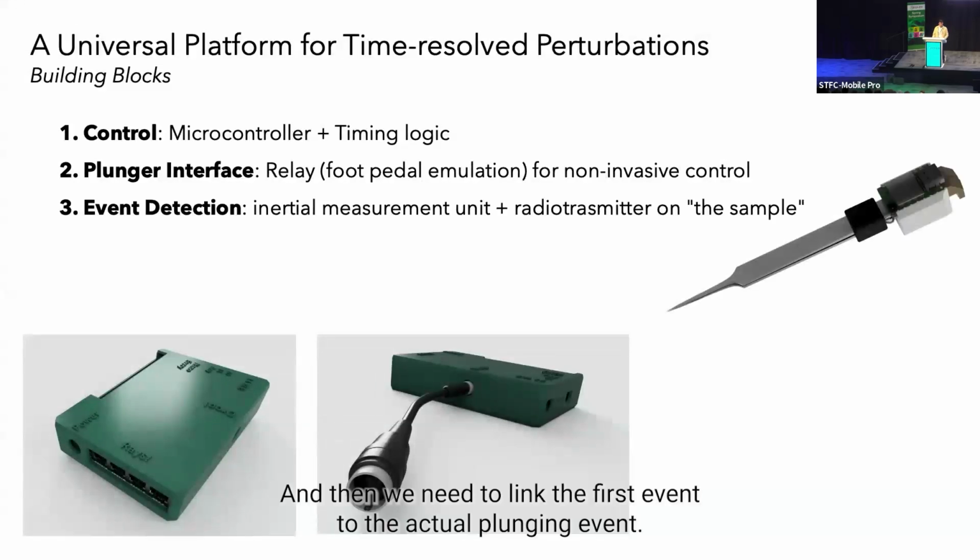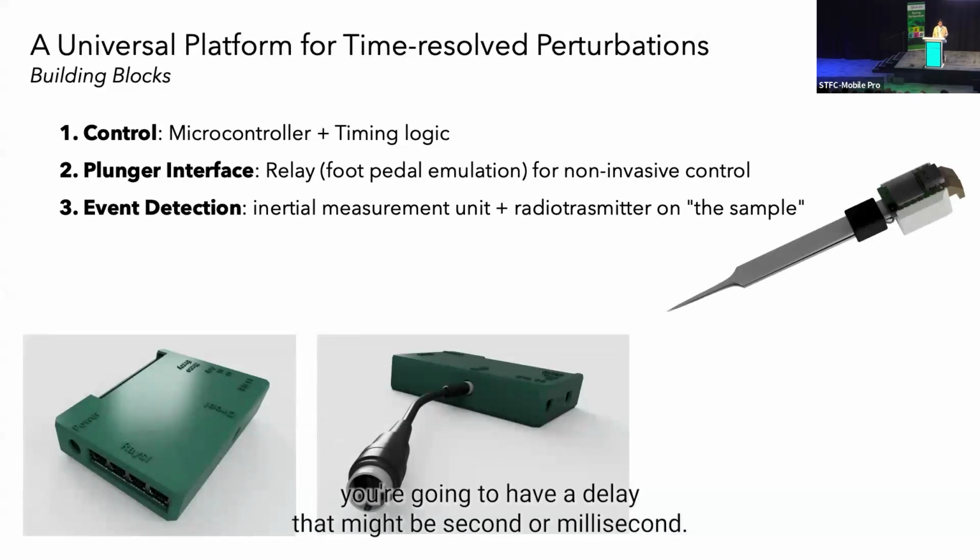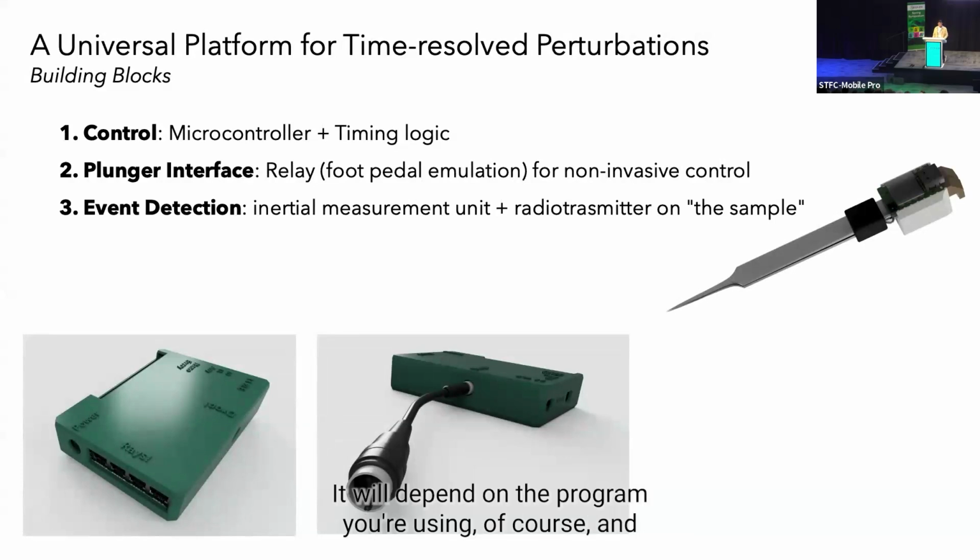And then we need to link the first event to the actual plunging event. Because of course, depending on the device you're going to use, you're going to have a delay that might be a second or a millisecond. It will depend on the program you're using. And you really want to have millisecond accuracy on this device. So what you do is detect using an accelerometer and a radio transmitter mounted on the sample, so in this case, on the tweezer. So you can directly have a millisecond readout of when the plunging event is actually occurring.